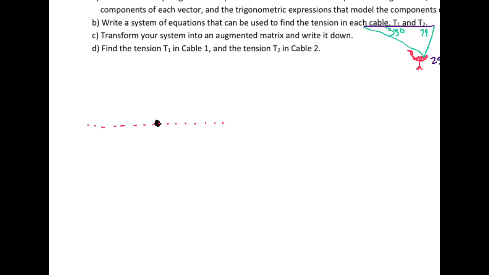I know the left one is going to shoot up at an angle of 33 degrees, so it's going to look something like that. And then I will have my vertical component going up there. And then on the right hand side, I have my angle going up much steeper at 74 degrees, so something more like that right there. And then I have that vertical component again going up.